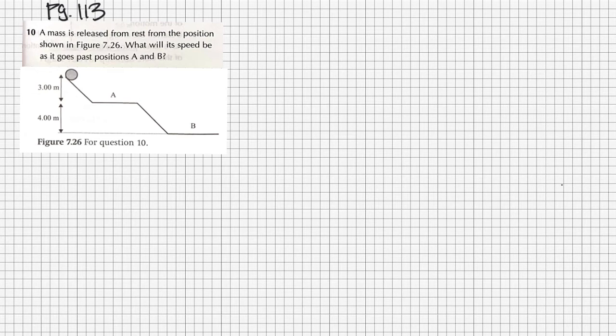So question number 10 says a mass is released from rest at the position shown here at the top of this hill. What will the speed be as it goes past positions A and B? So we'll approach this question just looking at the idea of the energy of the system at each position.